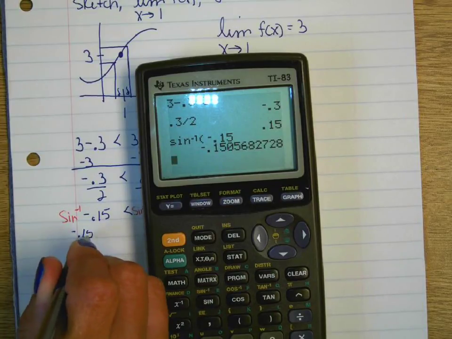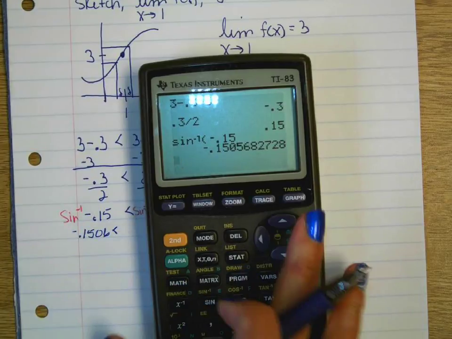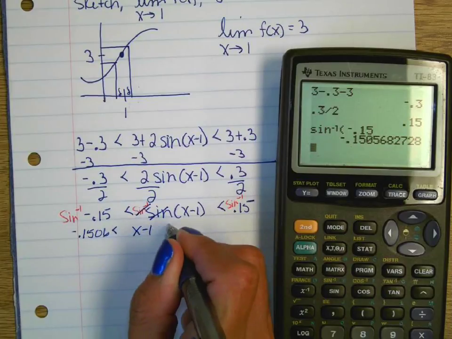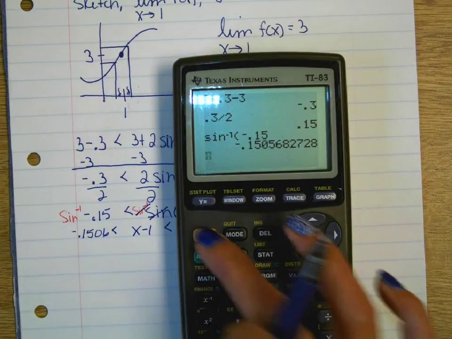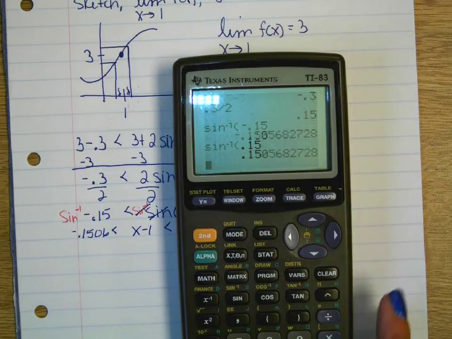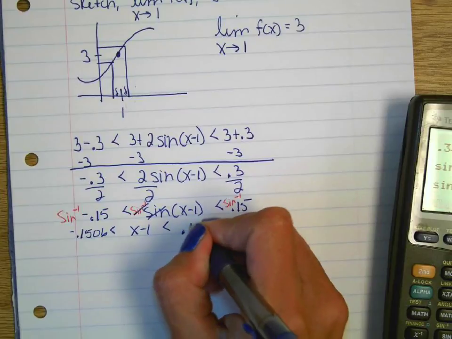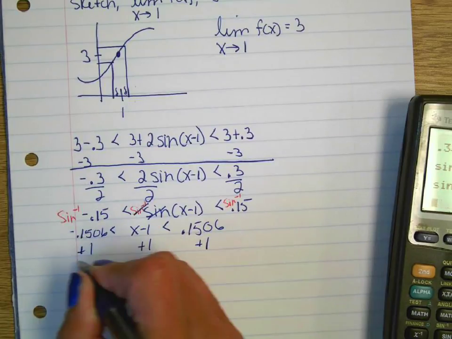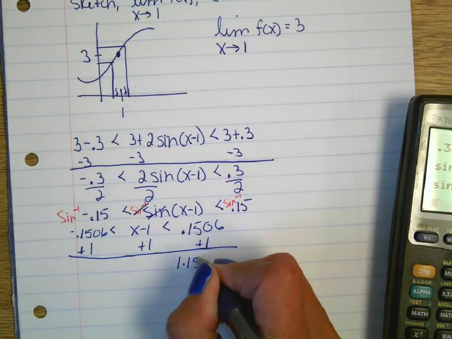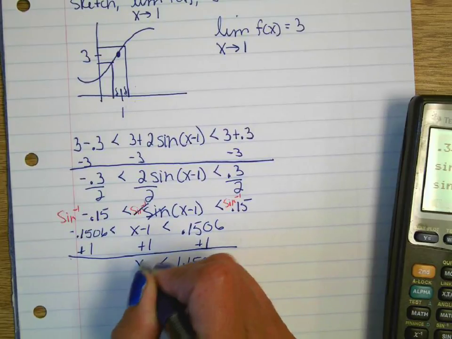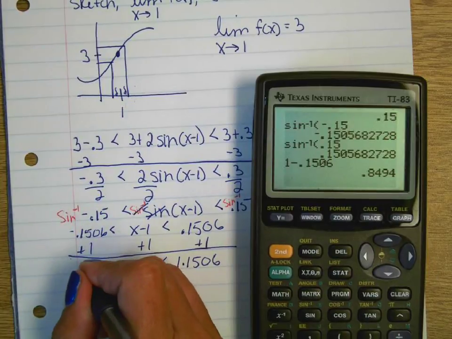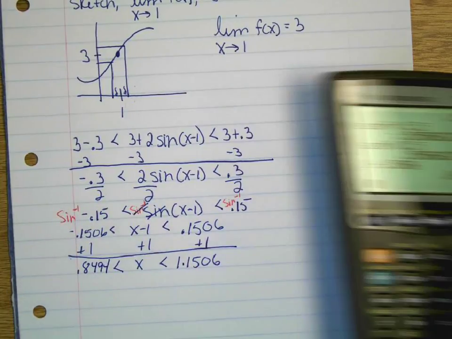So negative 0.1506 is less than, the sine goes away, I'm still left with the angle x minus 1. And then I'll do the inverse sine of a positive 0.15, and I get a positive 0.1506. Add 1. 0.8494 is less than x is less than 1.1506.